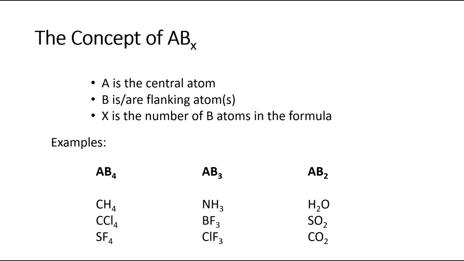And so I've given some examples here of various ABXs. Under AB4, you can see there's CH4, CCl4, SF4. Again, one central atom and 4 surrounding atoms. Examples of AB3 would be ammonia, NH3, boron trifluoride, and chlorine trifluoride. And then examples of AB2 would be water, carbon dioxide, and sulfur dioxide.